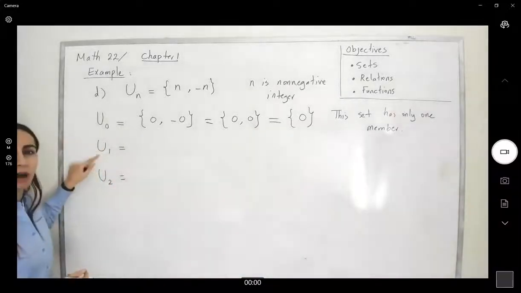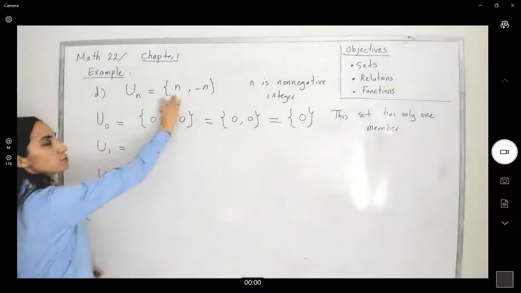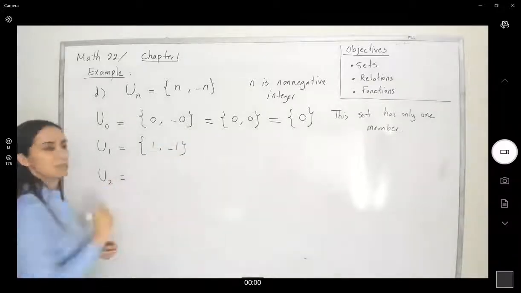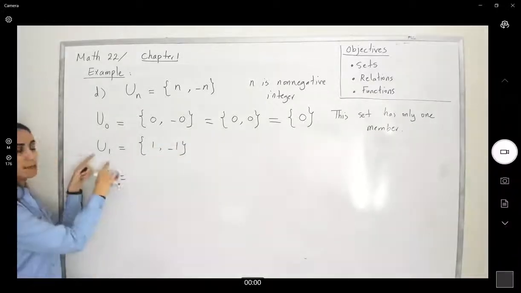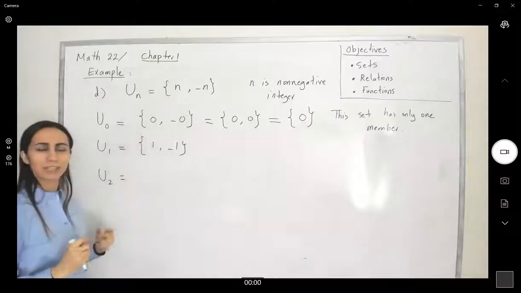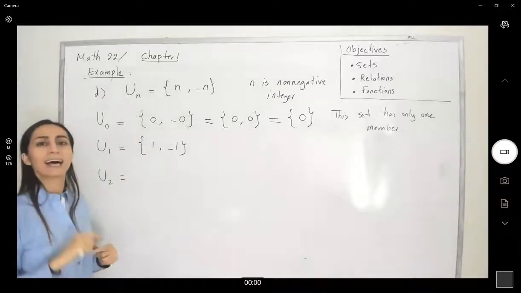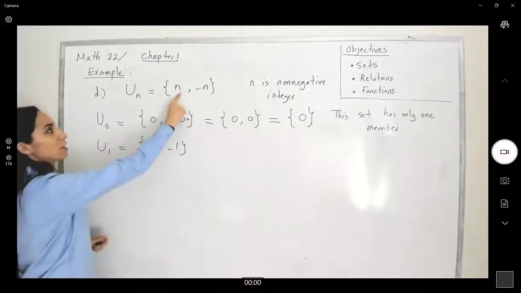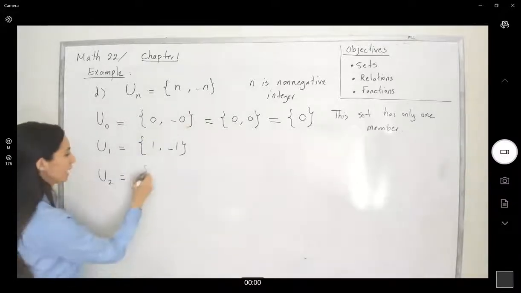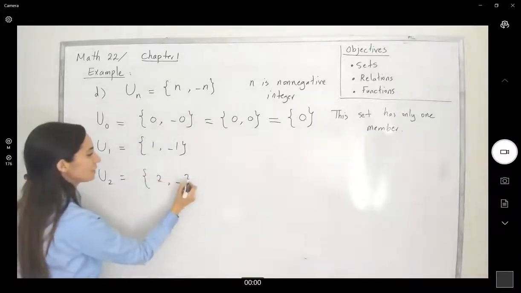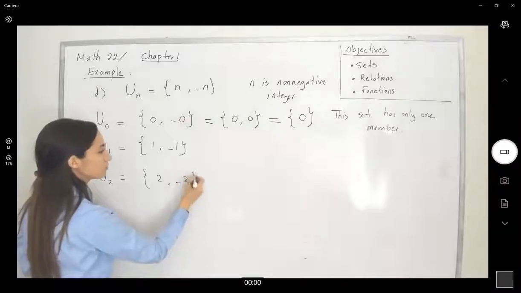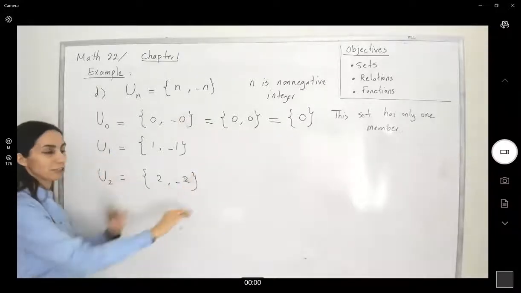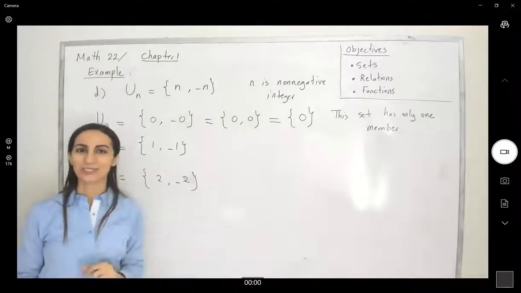How about u sub 1? It means that wherever you see n, you're going to substitute that with 1. 1 and negative 1. This set has two members. It is finite with cardinality equal to 2. How about u sub 2? Wherever I see n, I'm going to substitute that with 2. 2 and minus 2. So this set has only two members. It's finite with cardinality equal to 2.